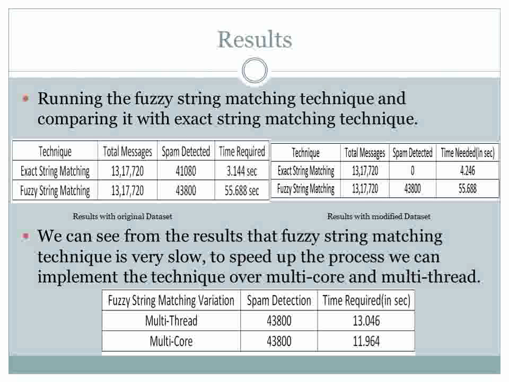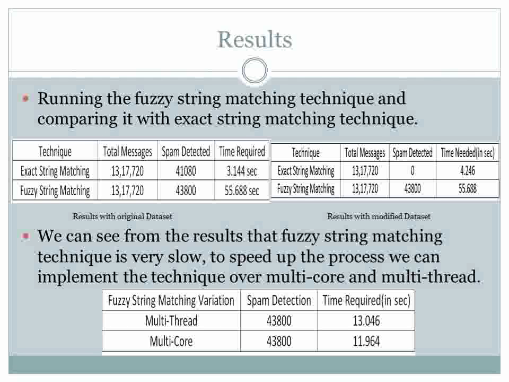Now talking about the results. Here we test our proposed technique and compare it with the exact string matching technique. In the first table, we took a dataset of around 13 lakh tweets, and the exact string matching technique detected around 41,000 spams. Our proposed technique detected 43,800 spams, which included the original spams and some false positives too. But we can see that it required a much larger time.